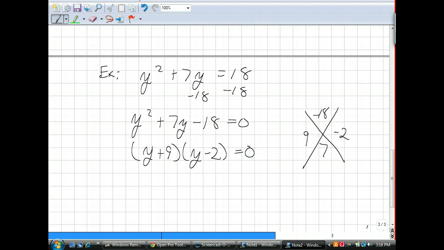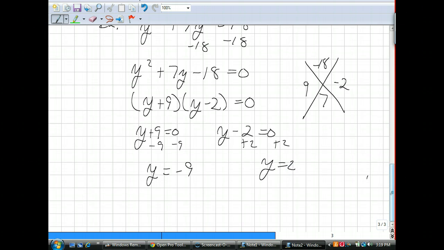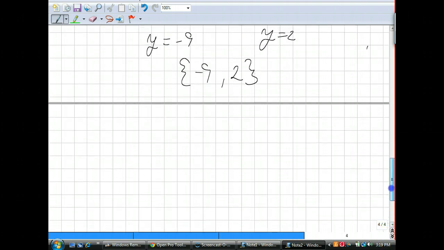Step 2 is done. Step 3, set each factor equal to 0 and solve for the variable. So subtract 9. So y equals negative 9. Add 2. y equals 2. So the two values of y that will make the equation equal 0 are negative 9 and 2. Those are the solutions to that equation. Next example.